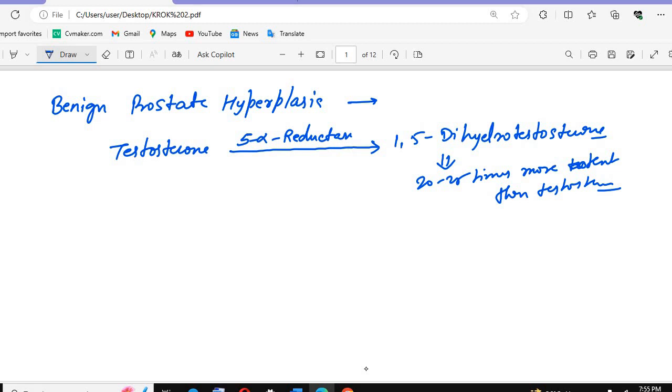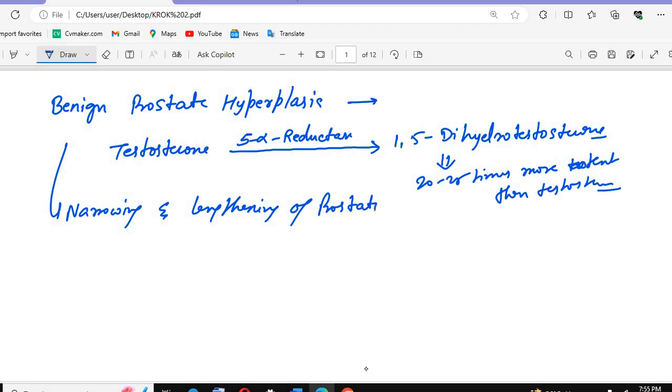What you have seen is narrowing and lengthening of the prostatic urethra. Now for BPH, if we want to know the definition, it is the transitional zone that will be affected. In which condition will the transitional zone be affected?